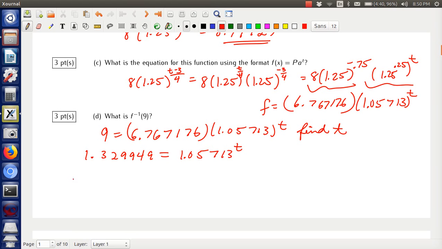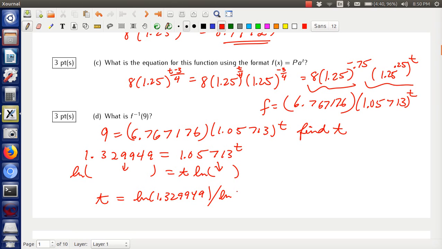I'm now going to take the natural log of both sides. Natural log of that is equal to t times the natural log of that guy. On your exam, please write it all out. I'm trying to speed this up on the video. Okay, so t is natural log of 1.329949 divided by natural log of 1.05713, and that's going to give you 5.132336. Okay? So that's pretty straightforward. That's stuff I expect you to know how to do. So hopefully you do know how to do it now.